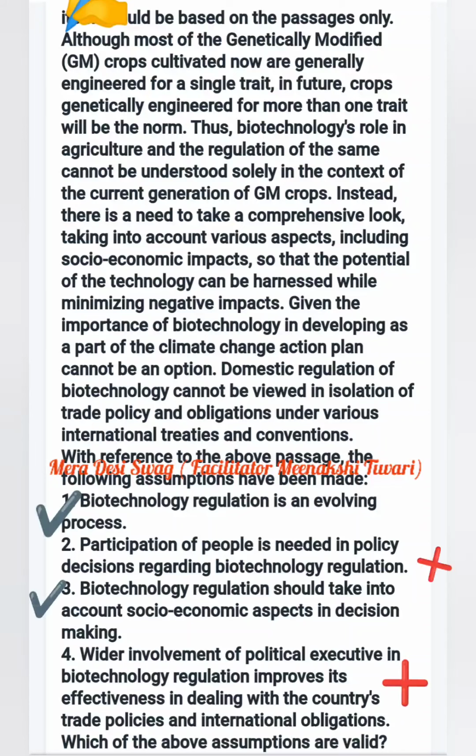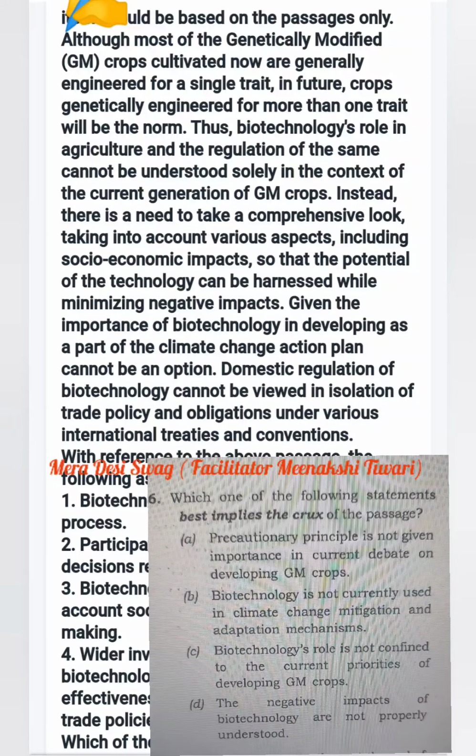क्योंकि number 4 के पहले part में wider involvement of political executive in biotechnology regulation, which has not been discussed in the passage. Wider involvement of political executive. The first part of option number 4, and the first part of option number 2, participation of people is needed. These two things have not been discussed in the passage, hence we ruled out 2 and 4 and chose 1 and 3 only. Did we?